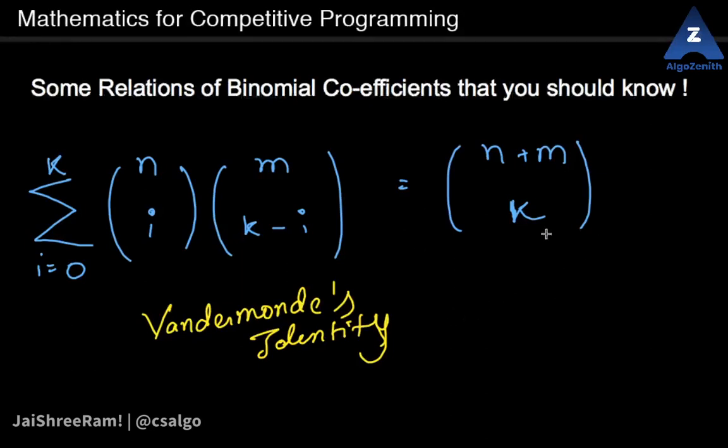This is quite frequently used in mathematical or combinatorial problems in number theory, so keep this formula in mind. If the top part is the same and one of the bottom parts is increasing while the other is decreasing, it might be Vandermonde's identity.